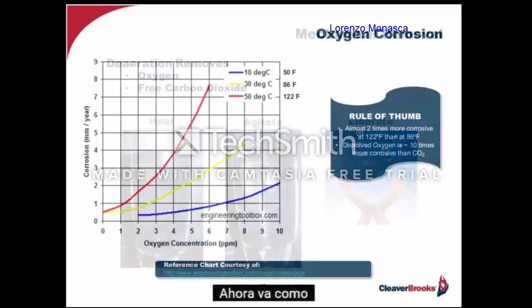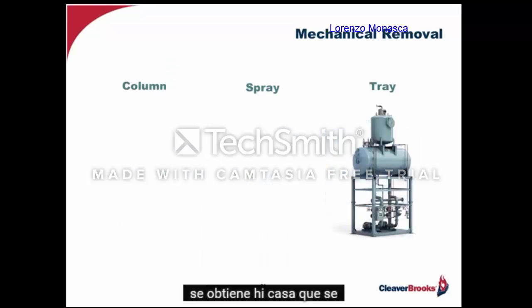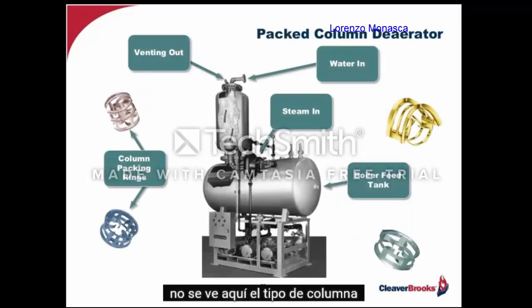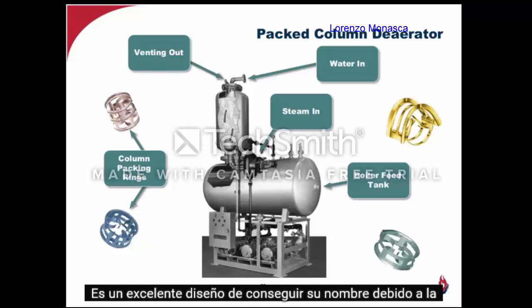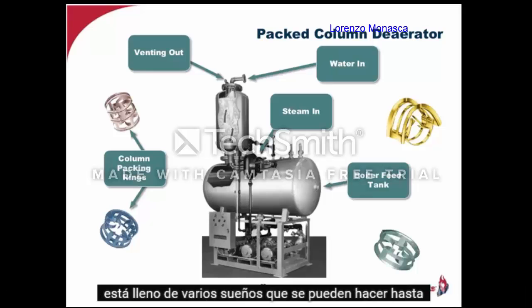Well, didn't come up. Now, as the column type, which you don't see here, the column type is an excellent design, getting its name because of the column resting on top of the feedwater tank. Now, this column is filled with various rings, which can be made of stainless or ceramic, and they're impervious to the corrosive effects of the oxygen.